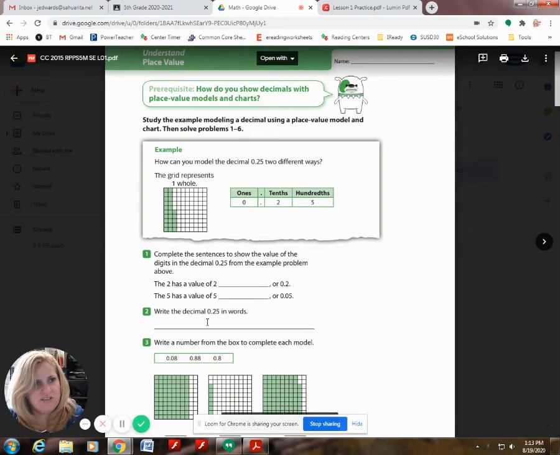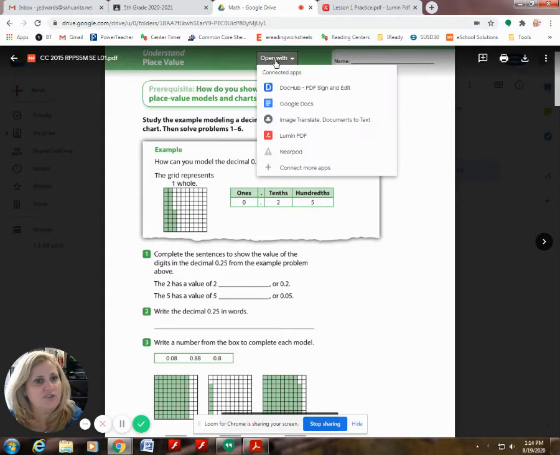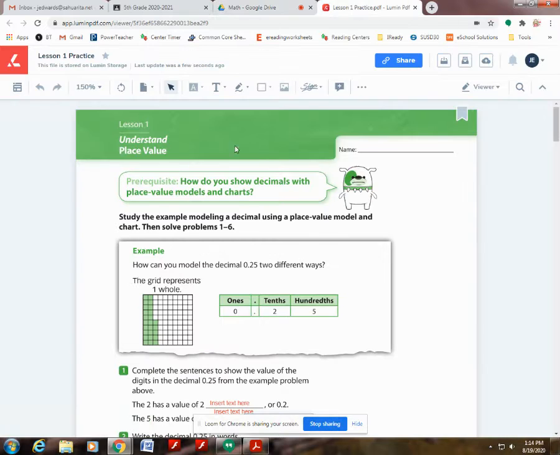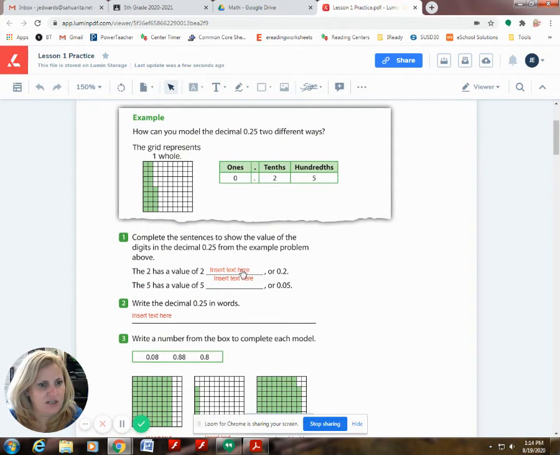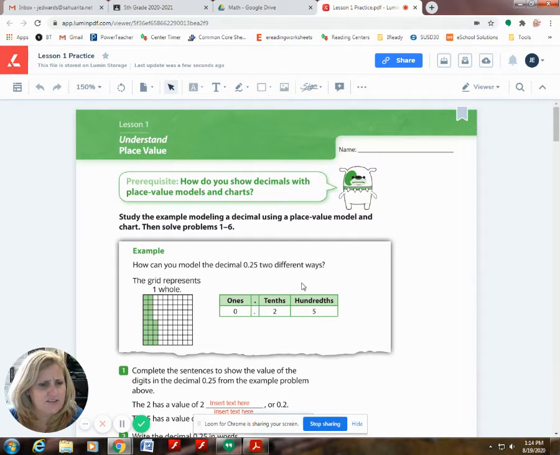So here I'm going to send it to you as a PDF. And then if you want to edit the PDF, all you have to do is go here, click Lumin, and then when it says open with, it's going to automatically go to Lumin and open up here. And I've already put in where I want to put my text so that I know where I'm going to type my answers. So now it's just a matter of doing that and then submitting my page when I'm done.